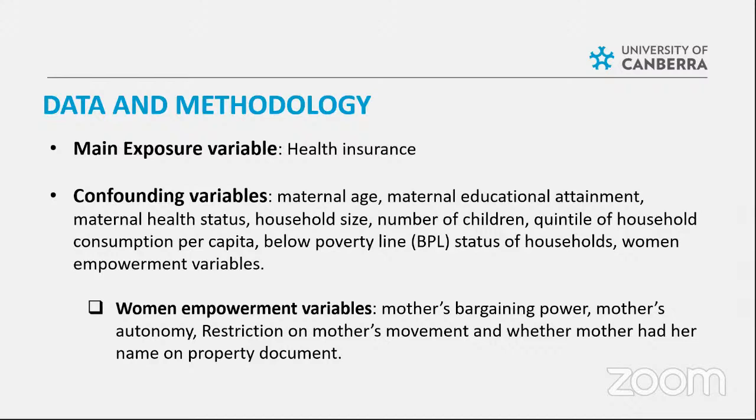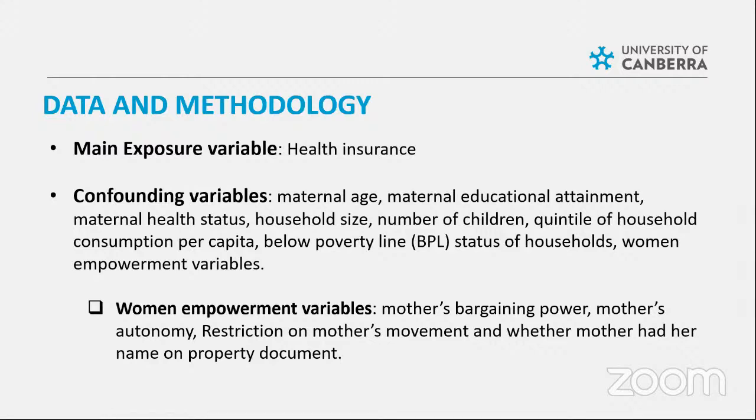We also controlled for women empowerment variables. We have 3 summary variables that capture women empowerment: mother's bargaining power, mother's autonomy, and restriction on mother's movement. These 3 summary variables were derived after applying principal component analysis on 10 indicators of women's empowerment that we had identified in the data. For example, variables that loaded onto mother's bargaining power were questions relating to whether the mother was involved in decisions on what to cook, how many children to have, what to do when children fell sick, whom children should marry, and whether she was involved in decisions to buy expensive items. So these were the items that loaded on mother's bargaining power in our principal component analysis.